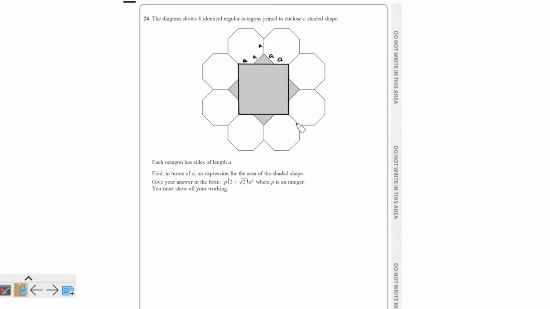We've got 4 identical triangles and then this is a square. If you want to know why it's a square, obviously I know it looks like it, but we try not to assume these things, do we? I can work out the angles to show you that it's going to be a square.